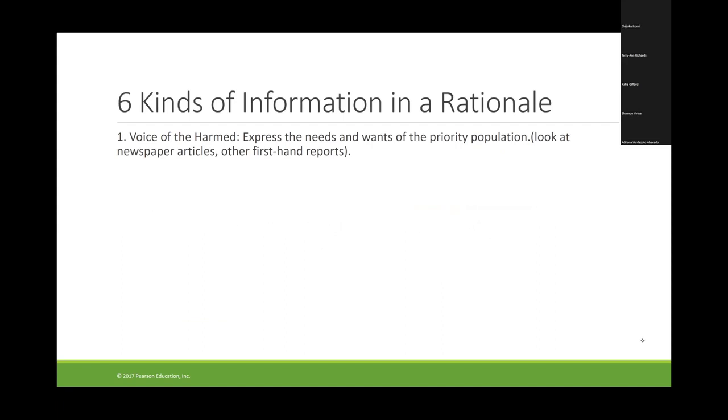So, six kinds of information, and some of what I'm going to present here will probably get you thinking in a little bit different direction, which was sort of the point. Not all of it will be particularly relevant for all funders, like I said, but the first one is the voice of the harmed. To what extent are you able to express the needs and the wants of the priority population in your document?